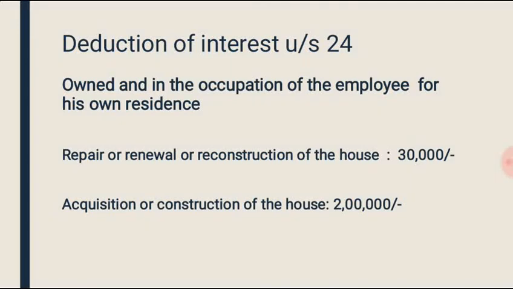Moreover, if the property is not acquired or constructed, or the construction is not completed within 5 years from the end of the financial year in which the loan was taken, the interest benefit in this case would be reduced from 2 lakh to 30,000 only. Means if you are not acquiring or the construction is not completed within 5 years, then the maximum benefit is 30,000, and the same benefit applies in case of repair, renewal or reconstruction of the house.